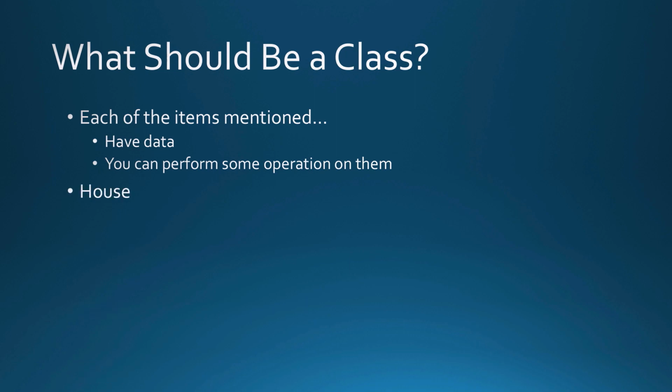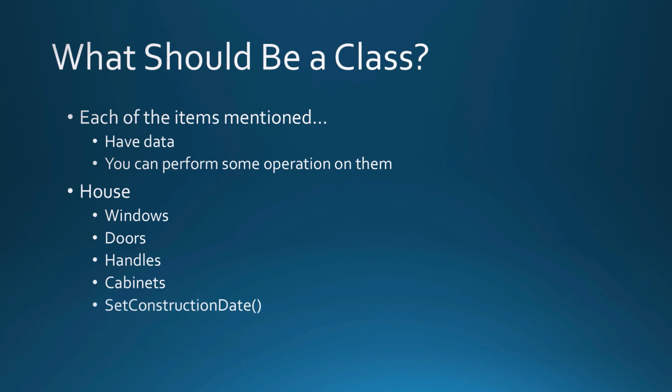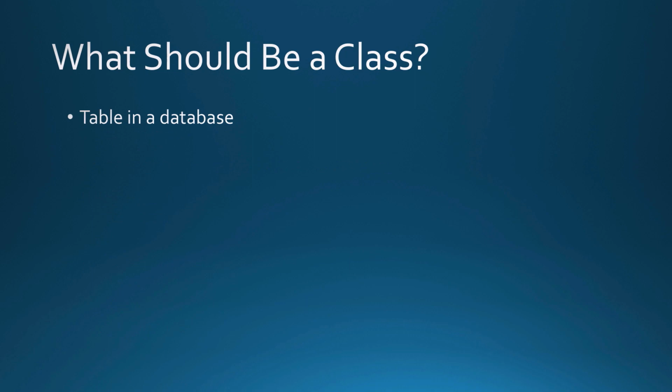So for example, take our house analogy. You'd probably have properties for the number of windows and properties for the number of doors and handles and cabinets. You might have some methods like set construction date, set permits. For our table in a database, well, it has columns. It has the number of rows that are in the table. It might have methods such as insert, update, and delete. So hopefully that gives you a pretty good idea of what you should make a class in your application.